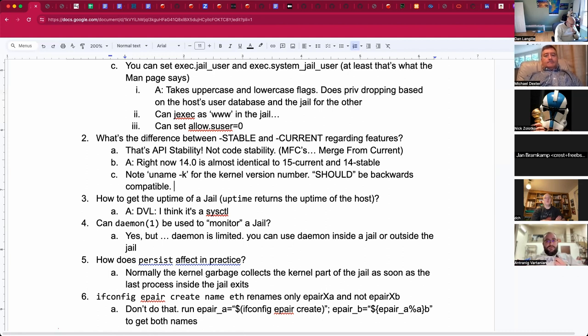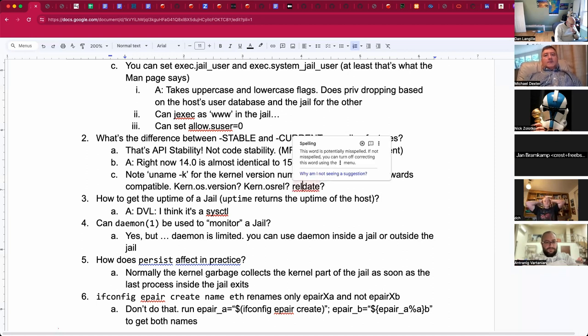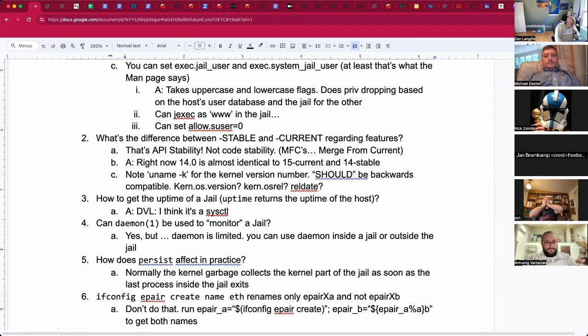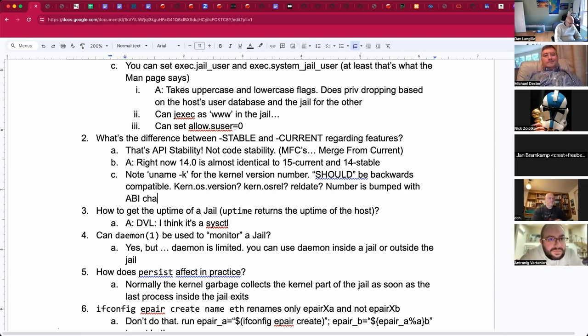There's kern.osreldate and kern.osrelease. Basically, every time the ABI is intentionally extended in a significant way, this number is bumped so that ports can basically ifdef on it. For example, the WireGuard port knows which version of FreeBSD has the in-kernel WireGuard and which doesn't. So the old one uses the user space tap device implementation as a dependency, and the other one by default targets the in-kernel one.